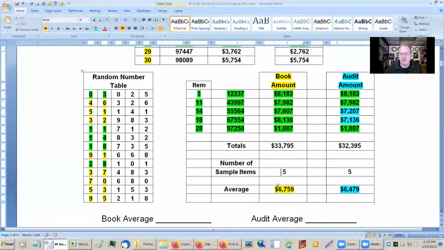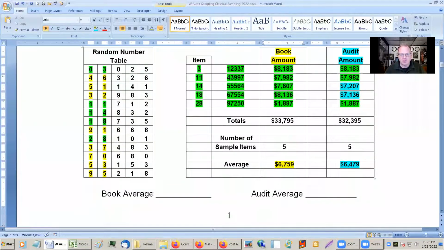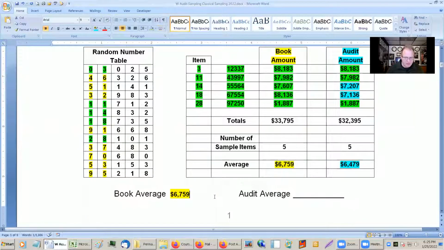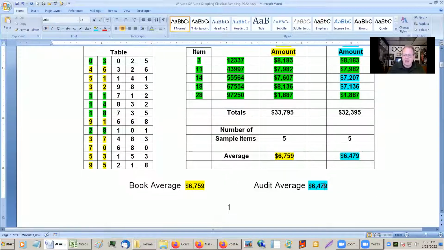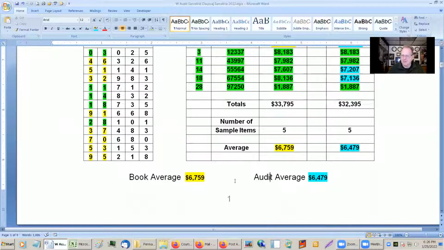Okay, so these are the averages. So I'll be lazy and copy those. The book average is that. The audit average is this. And again, this number is definitely more convincing. It's better evidence, simply because it came from us and not secondhand from somebody else.